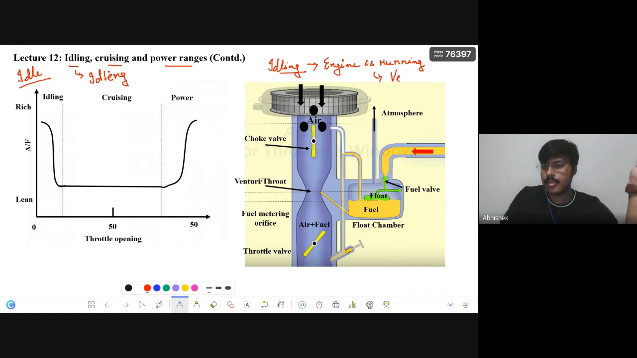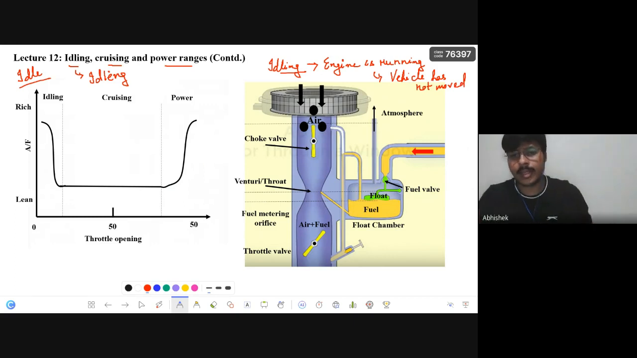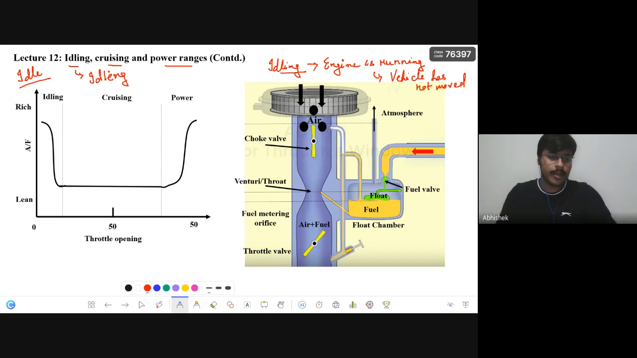Engine has one, vehicle has not moved. Okay. That portion is idling cycle. Now just listen carefully to what happens in idling cycle, and you yourself will answer what is the air fuel ratio that is maintained here. I have already mentioned that rich means more amount of fuel quantity will be there.